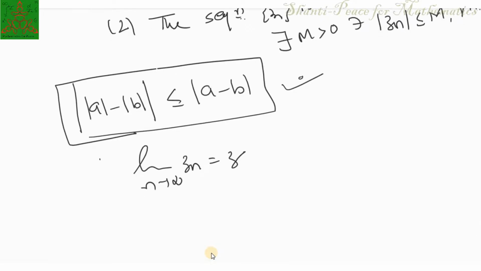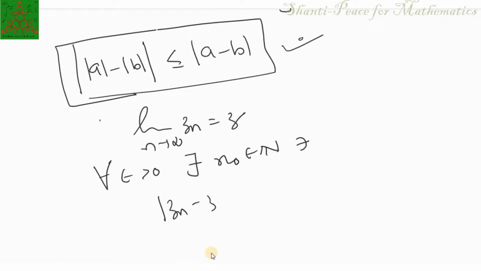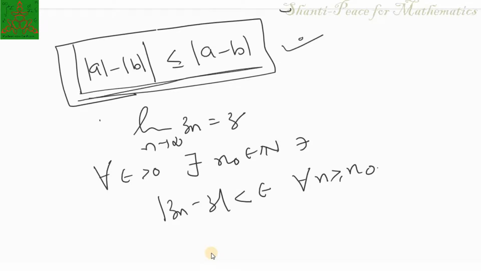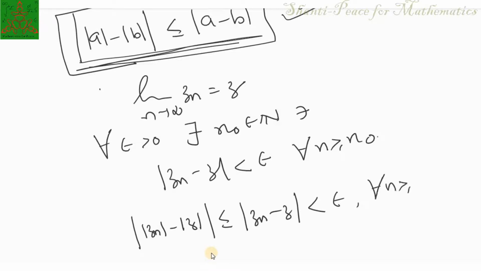So by definition, for every epsilon greater than 0, there exists n0 belonging to N such that mod of Zn minus Z is less than epsilon for every n greater than or equal to n0. Now if we use this inequality, we can write mod Zn minus mod Z is less than or equal to mod of Zn minus Z, which is already less than epsilon for every n greater than or equal to n0.